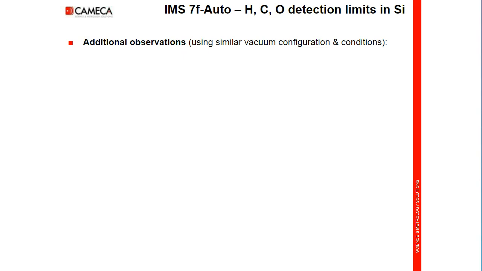Additional observations using similar vacuum configuration and conditions. The champion data could not be obtained after overnight pre-sputtering when using lower primary current, around 200 nanoamps, instead of 1 microamp. So it seems that the high current is needed. Champion data for carbon detection limits using high sputtering rates could be obtained after only 4 hours pre-sputtering and using high current. Further investigation is required in order to verify these observations and in order to establish the optimized pre-sputtering protocol.